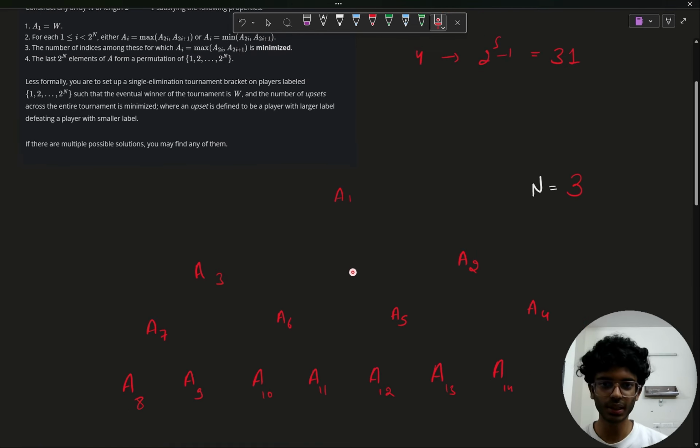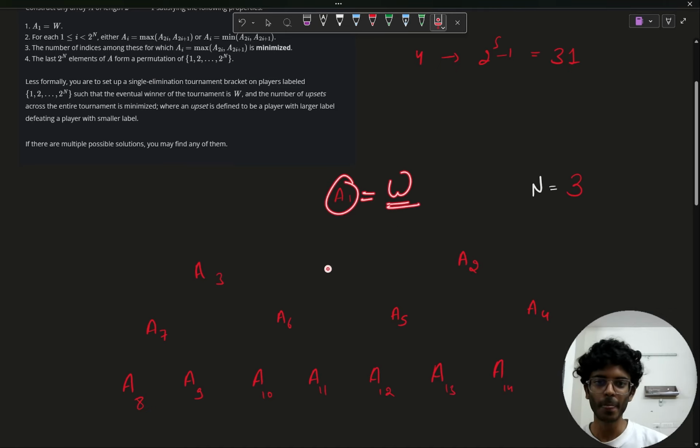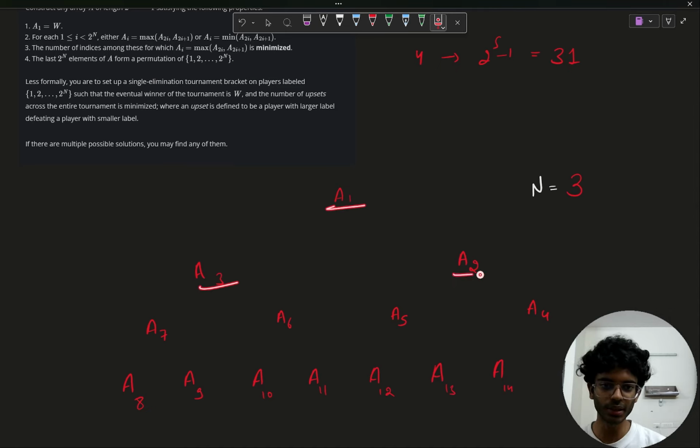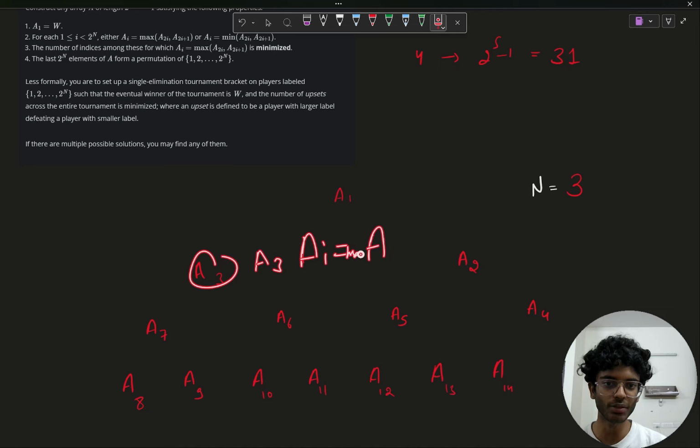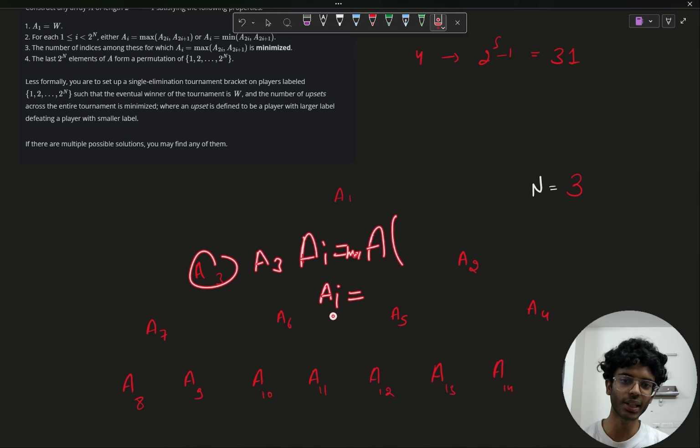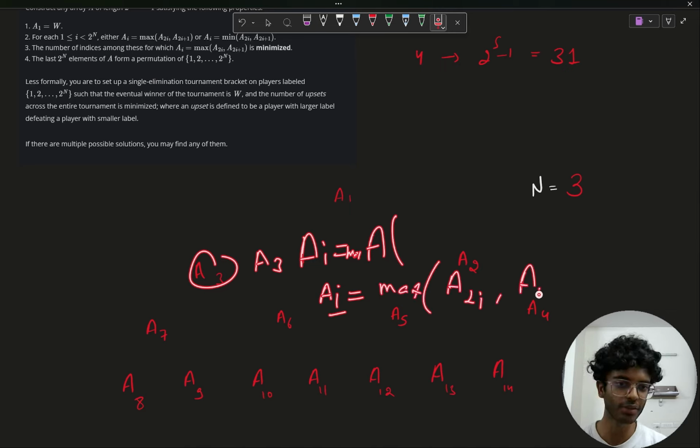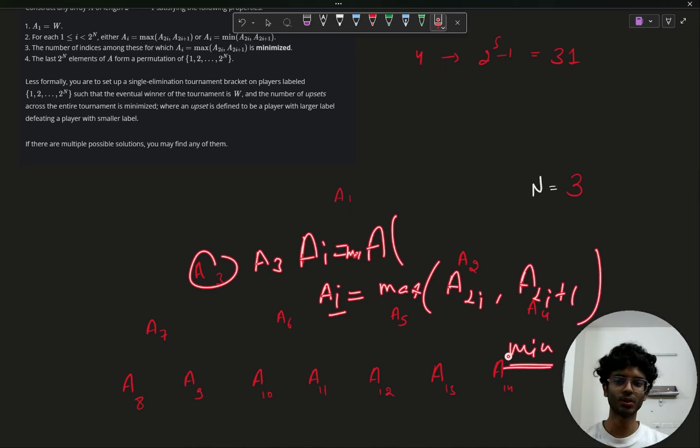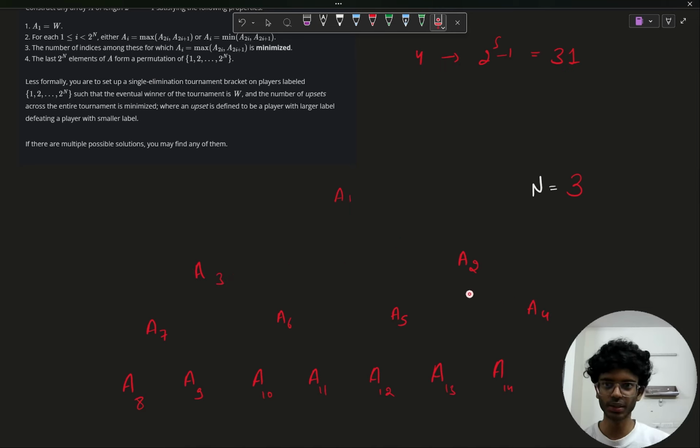So we want A of 1 to be the final winner such that for each of these elements, the number of indices i where A of i is equal to max of A of 2i, A of 2i plus 1 must be minimized. So this is what we need to create.